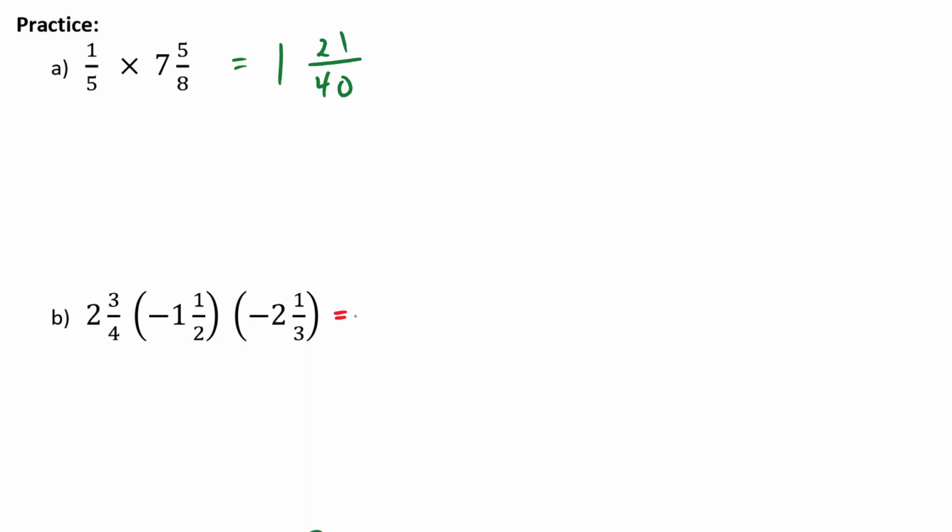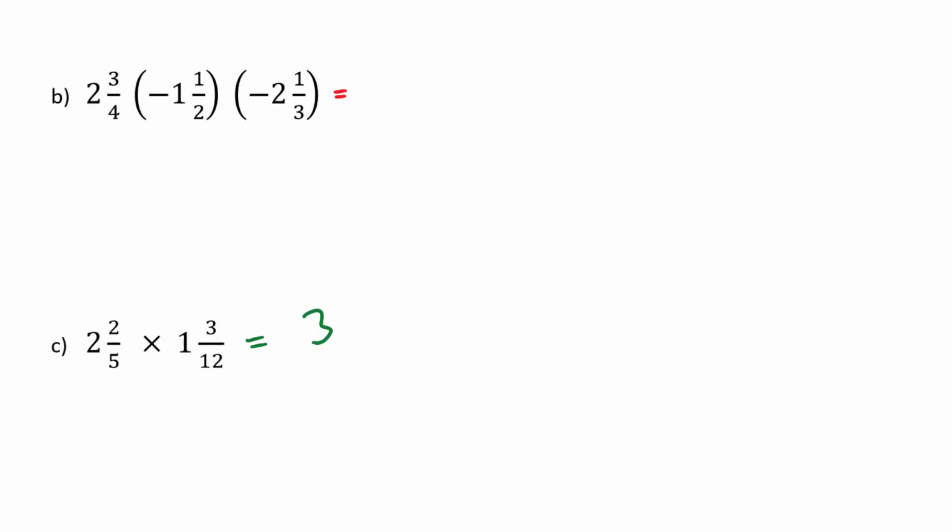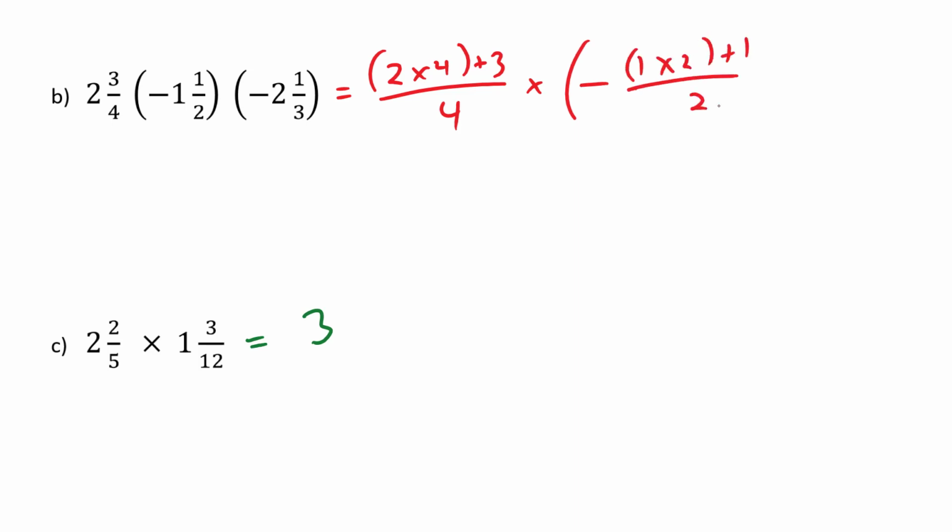Here, first things first, let's convert our mixed numbers into improper fractions. 2 times 4 plus 3 over 4 multiplied by, be careful of the negative sign here, 1 times 2 plus 1 over 2. I'm keeping it outside that fraction itself to indicate the whole thing is negative. Perhaps if you got this wrong, that's what you did. Let's now do the math on that.